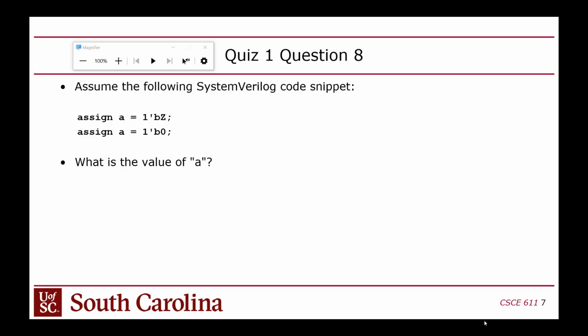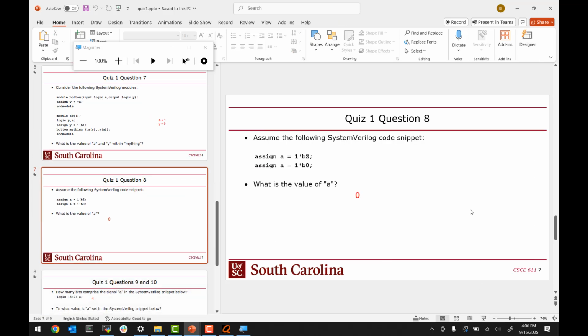Assume the following SystemVerilog code snippet. What's the value of A? Okay, this is another one that is a little weird. So what you would expect to happen here is if I assign A to be a high impedance, it means nothing's driving, that statement isn't actually driving A to a value. And the second line says assign it to 0. You would expect the 0 to overpower the Z, right? It should replace the Z.